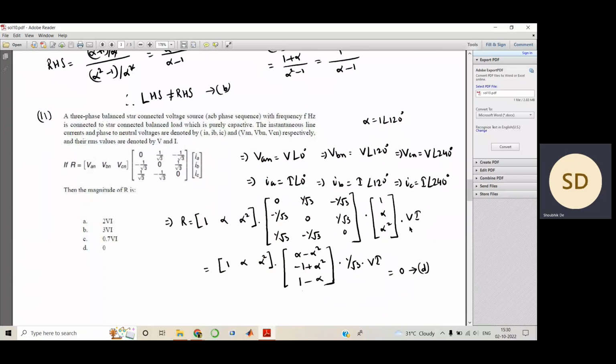So pretty simple problem this is. When you solve this matrix, you see that all of these components are 0, as all of these terms get cancelled out here. Therefore the magnitude of R is 0, which is your option number D. So this was a pretty simple problem. I hope this was clear.